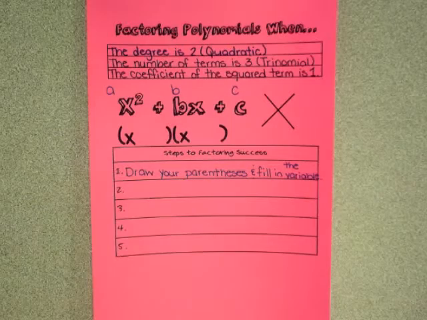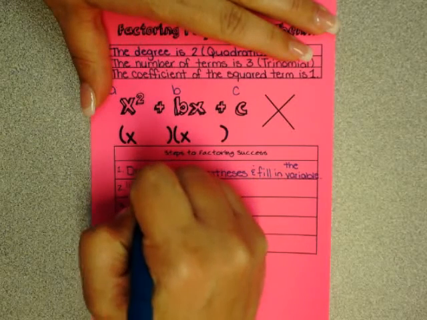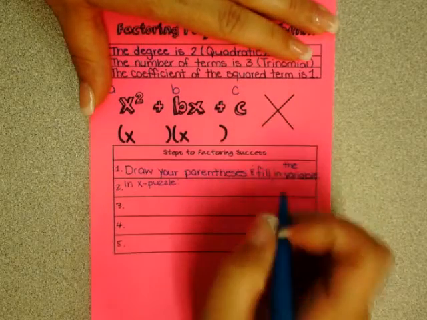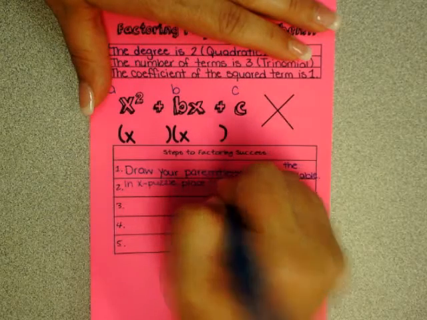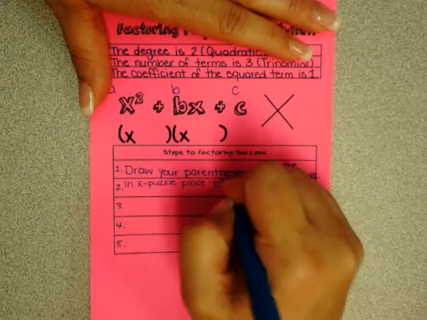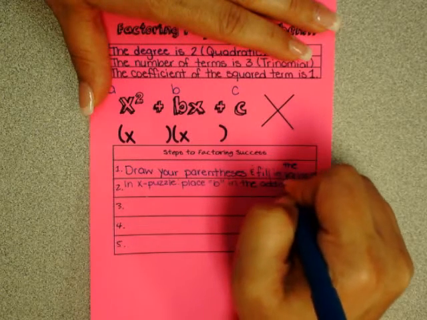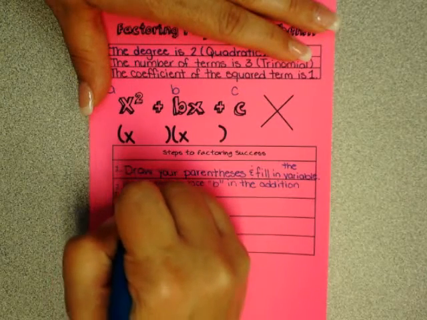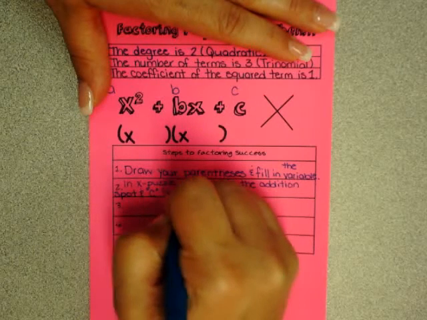Step number 2. In the X puzzle, okay, I told you we're coming back to the X puzzle. So our X puzzle right here, you're going to place B in the addition spot. And C in the multiplication spot.